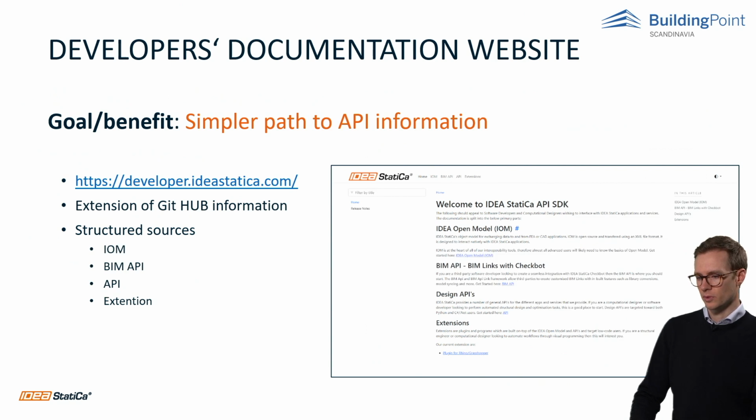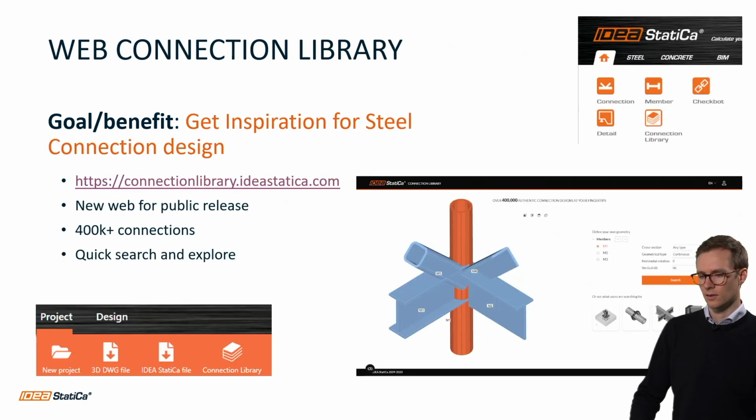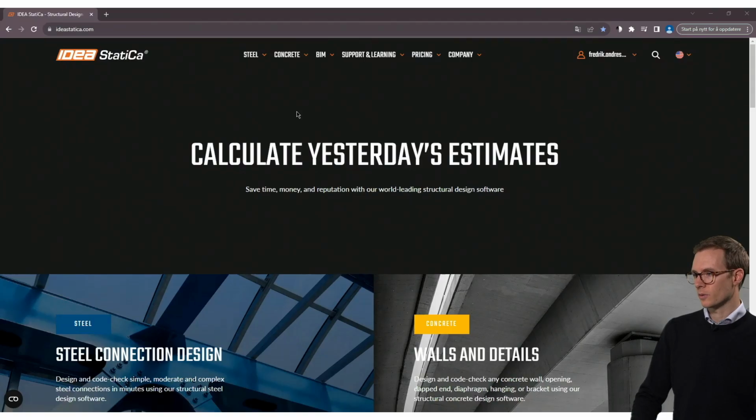There's also a developer's documentation website on the IDEA StatiCa website. This is an extension of the GitHub forum for those of you that use that. And the connection library is also out. It has been out for some weeks, but it is a collection of 400,000 connections and gives you a selection of possible solutions after you have entered the rough shape of your connections. So let me show you how it works.